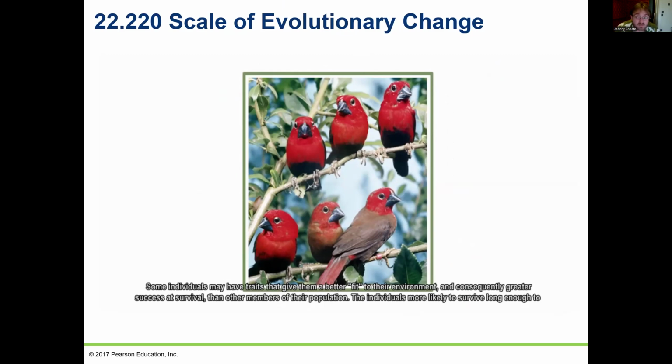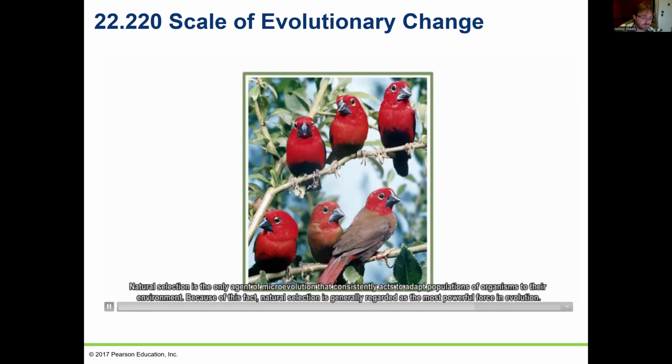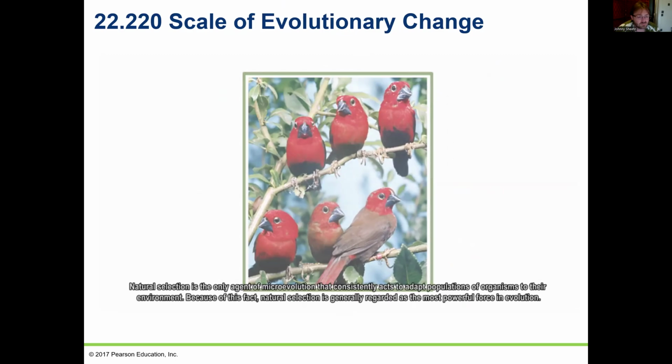Some individuals may have better survival than other members of their population. Individuals more likely to survive long enough to reproduce are more likely to pass on their traits. Thus, the traits that aid in survival are the ones most likely to be passed on to the next generation. This phenomenon is known as natural selection. Natural selection is the only agent of microevolution that consistently acts to adapt populations of organisms to their environment. Because of this fact, natural selection is generally regarded as the most powerful force in evolution.